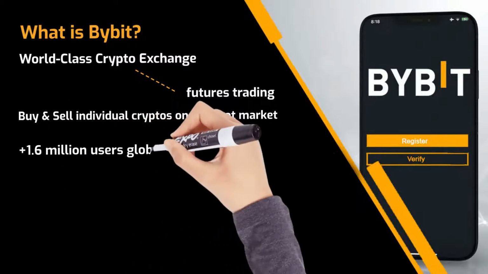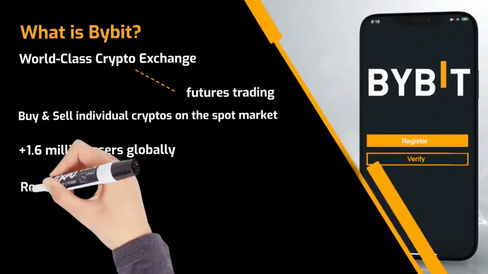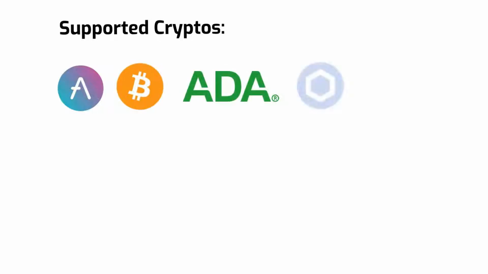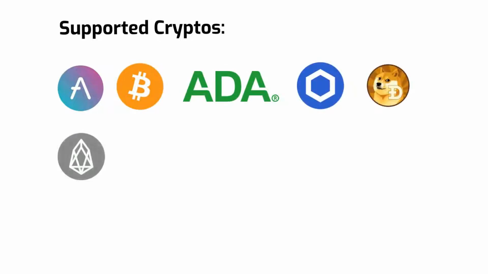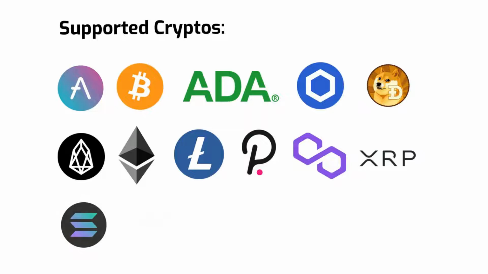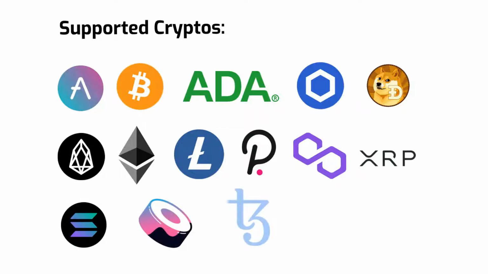With more than 1.6 million Bybit users globally and retail or professional clients, Bybit remains customer-focused and endeavors to provide the best user experience. The Bybit exchange supports many cryptos like Aave, Bitcoin, Chainlink, Dogecoin, EOS, Ethereum, Litecoin, Polkadot, Polygon, XRP, Solana, SushiSwap, Tezos, and Uniswap.